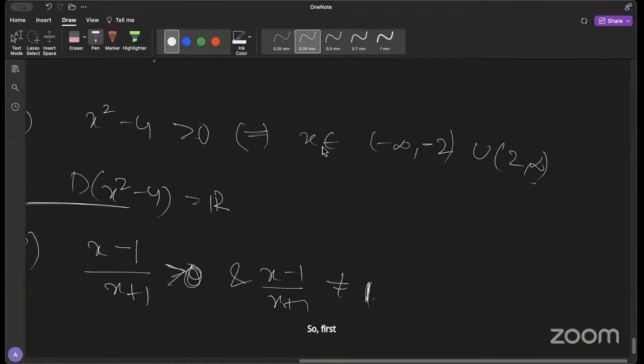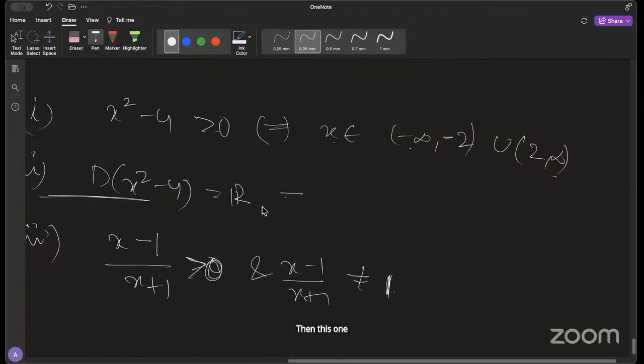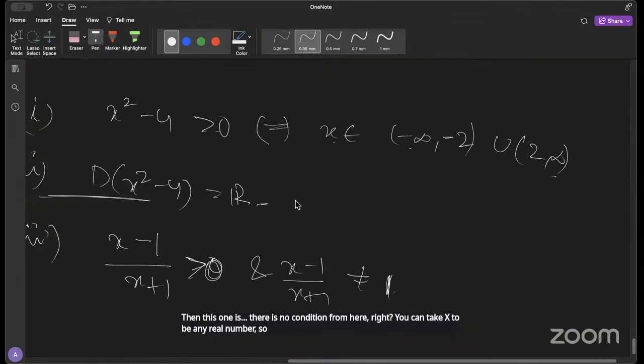So the first condition on x is that x should be in this interval, minus infinity to minus 2 and 2 to infinity. Then for this one, there is no condition from here, right? You can take x to be any real number. So no condition from here as such.